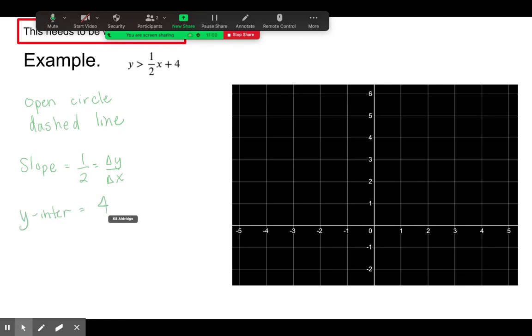So I'm going to put an open circle at 4. My slope is up 1 over 2, open circle. Up 1 over 2, open circle. I use a dashed line. Cool, got a great dashed line.